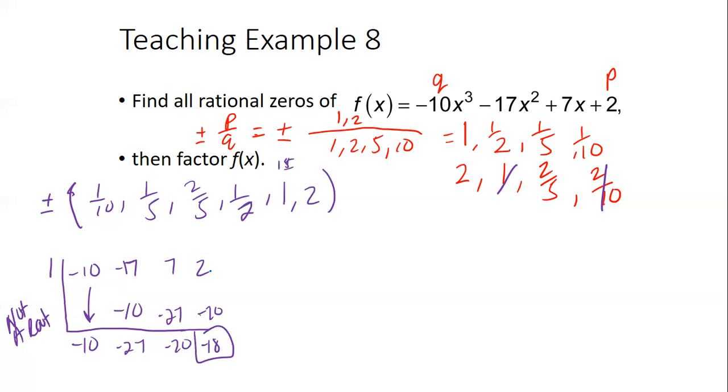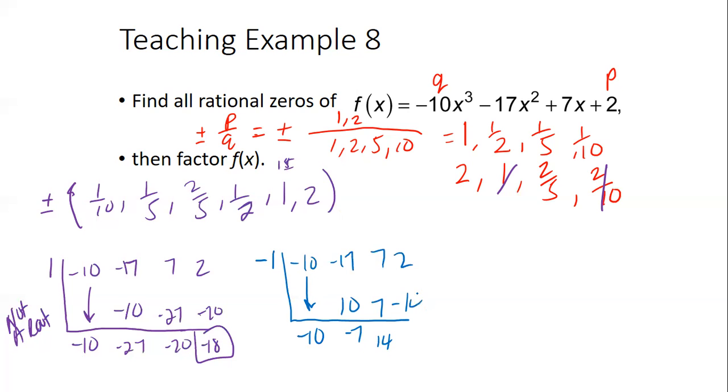Okay. So you're like, all right, well, what if I tried -1? So I'm going to try -1. Let's see what happens. So I'm going to have -10, -17, 7, and 2. Bring it down. -1 times -10 is 10. -17 plus 10 is -7. -1 times -7 is 7. And that gives me 14, and -1 and 14 make -14, and that's -12. Is that 0? No, it's not.